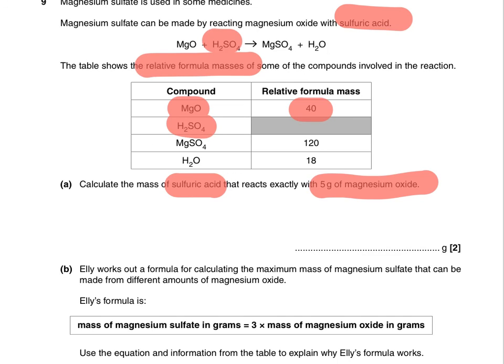The first thing we'd need to do, because we're not given it, is work out the relative formula mass of H2SO4. And then from that, because this is a 1-to-1 ratio, we would want to find that ratio. So we'll get that value, and then how much of that would react with 5 grams of magnesium oxide. You'll have to work out how that happens.